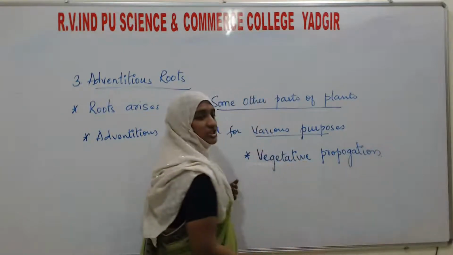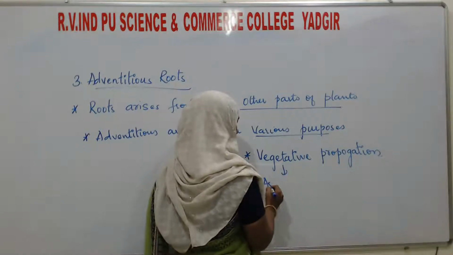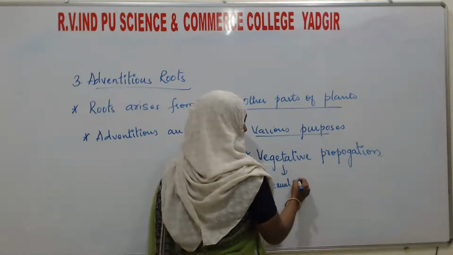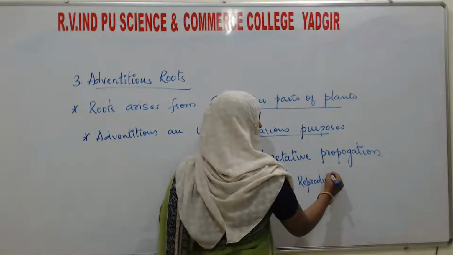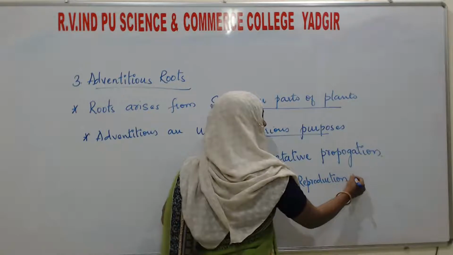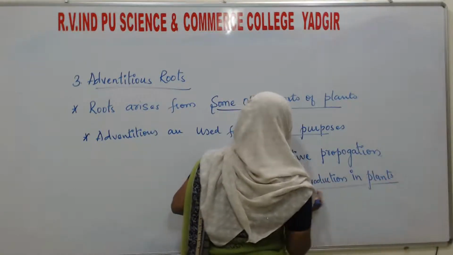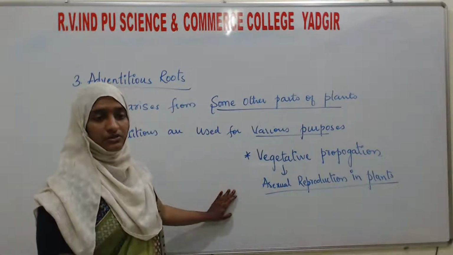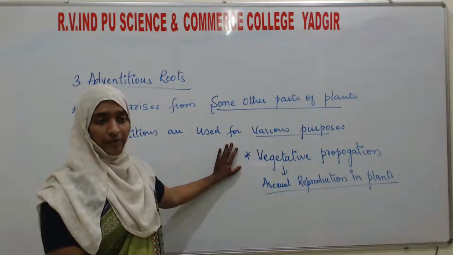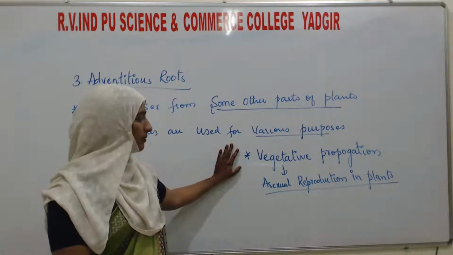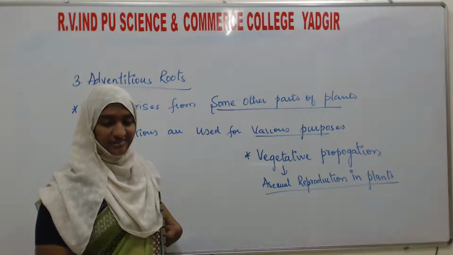Okay, this vegetative propagation means this is an asexual reproduction, a means of reproduction in plants. Especially in plants, the asexual reproduction that takes place is due to vegetative propagation. So that vegetative propagation is also done by what? That is by the adventitious root.